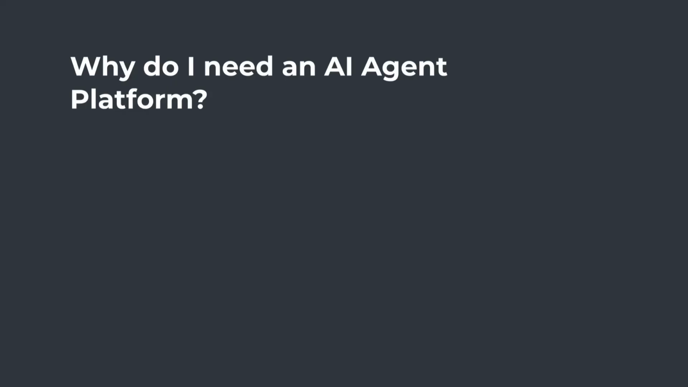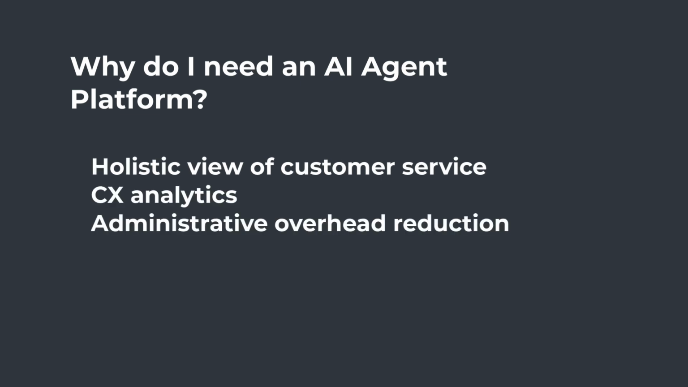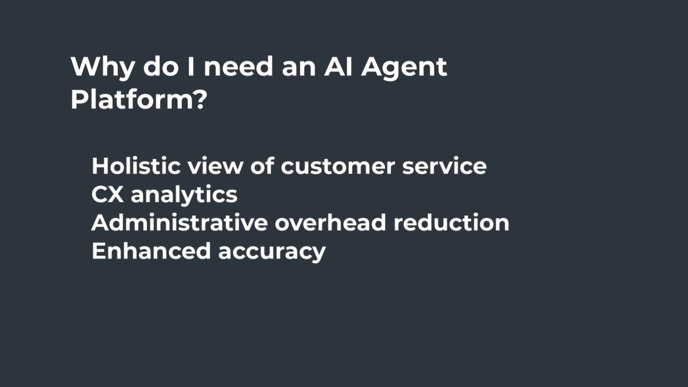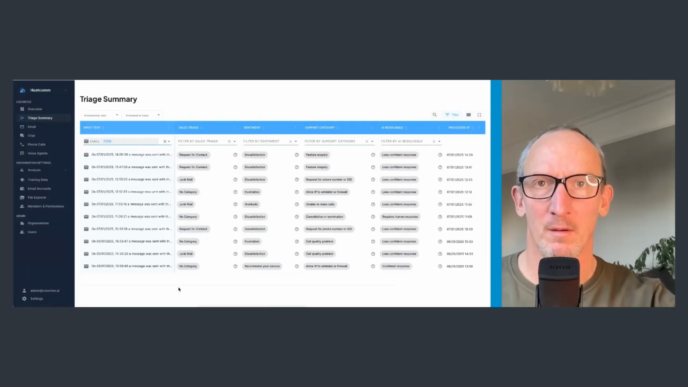So let's now go into a bit more detail on the AI agent management platform and why it's so important. I'm going to be concentrating on 5 or 6 points. First one being the holistic customer experience. The second one being CX analytics. The third, administrative advantages. Fourth is enhanced accuracy across your agents, cost efficiency, and some of the technical benefits that go along with it as well. We're going to be covering those 5 or 6 points in the next section.